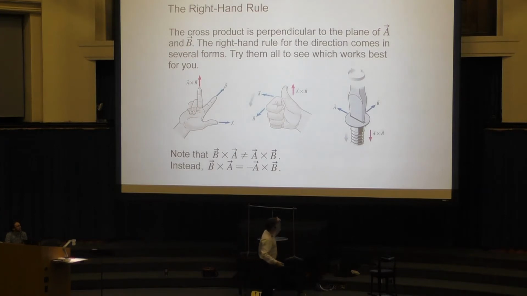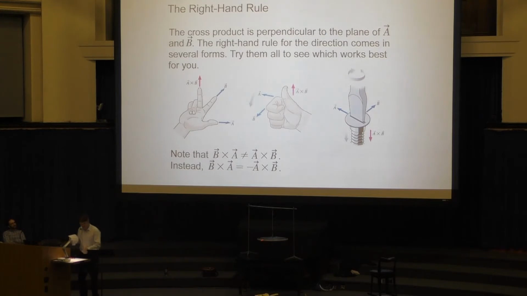And then the last one I call the peanut butter jar lid rule, which is you do A, which is the direction the lid is, and then cross B, the direction you're turning the lid to, and then the cross product is the direction the lid actually goes. So if you're tightening it, it goes down, so that's right. And if you're loosening it, it goes up, and so that's also right. So if you eat a lot of peanut butter, maybe that's your favorite one on the right.